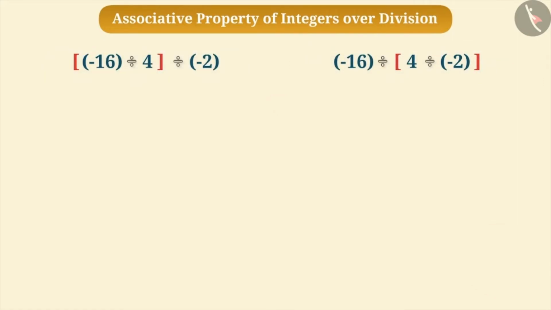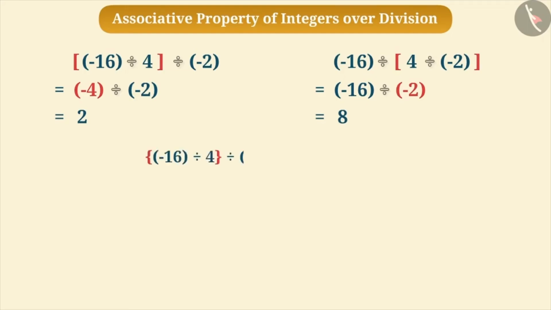Let me tell you. Suppose we need to find the division of -16, 4 and -2, that is, we need to find the quotient. If we make a group of -16 and 4 and find the result of division, then the quotient will be 2. Similarly, if we make a group of 4 and -2 and find the result of division, then the quotient will be 8. The answer is not the same in both the cases. That means we cannot group integers in any order to divide them.